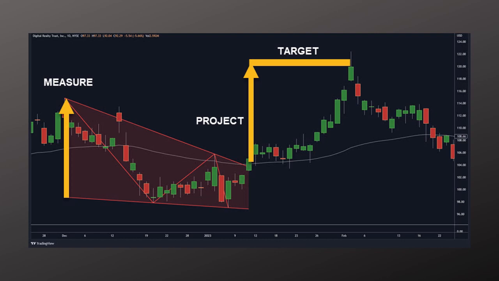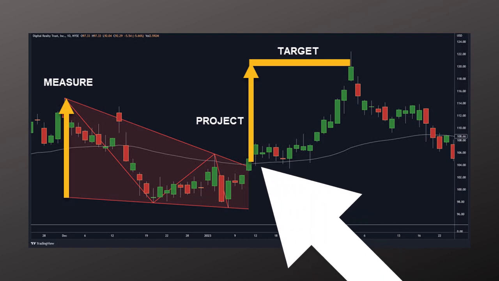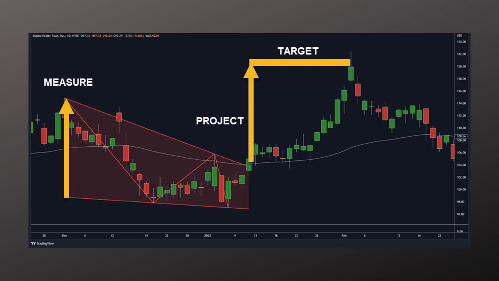Next, you would apply that measured distance to the breakout point. That breakout point is where price broke through the upper or lower trend line. By adding the measured distance to the breakout point for longs, or subtracting it for shorts, you can project a potential price target. So for example, if the widest part of a falling wedge is $16 and price breaks out at $105, your target would be $121. It's 105 plus 16.